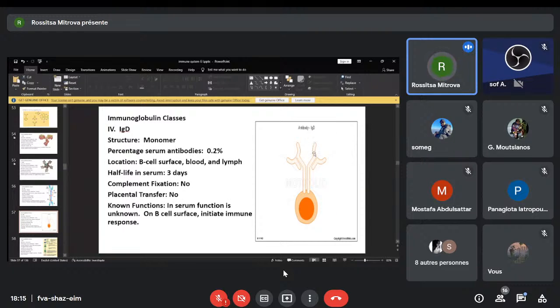IgD is a monomer structure. It is with a very small percent, the smallest percent, I believe, in serum antibodies. It is on the B cell surface, in blood and lymph, 3 days half-life, no fixation, no placental transfer. The function in serum is still unknown, but on the B cell surface it initiates the immune response.